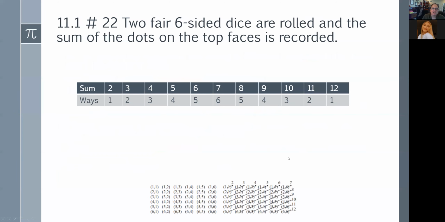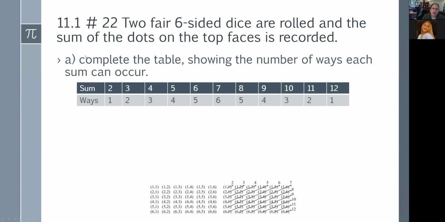Okay, number 22 says 2 fair 6-sided dice are rolled and the sum of the dots on the top faces is recorded. So here are the possible outcomes. This is straight from your book. And then we've added up. So if both dice give us a 1, that adds up to 2. That's the only way to get a 2. Part A was to complete the table. Well, only the first 2 are given to you. I've gone ahead and completed it already.